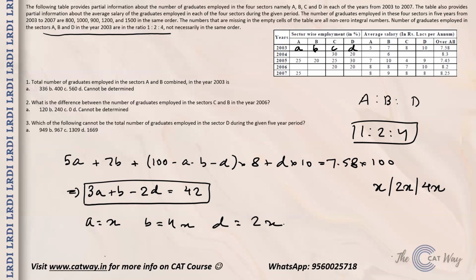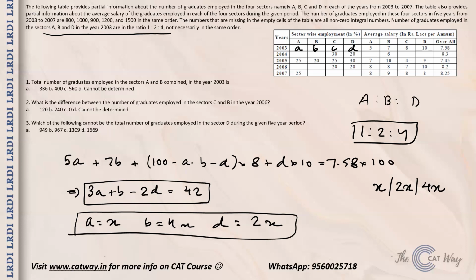This is by hit and trial. We arrive at that when you take A equal to X, B equal to 4X and D equal to 2X, only then you are going to satisfy the condition. Otherwise, let's say you take 4X as A, so you get 12X, you take B as X, so 13X minus 2D, that is minus 4X, so you get a total of 9X.